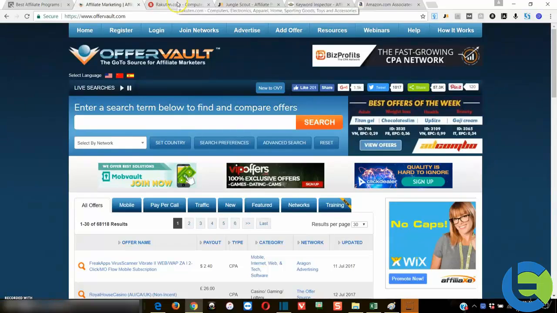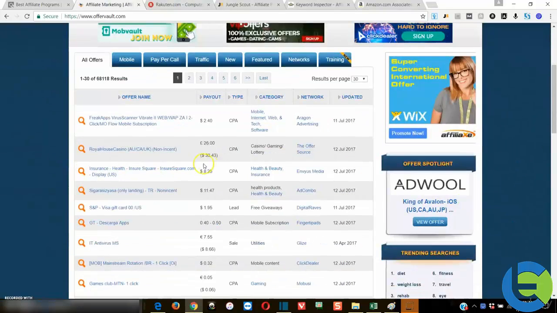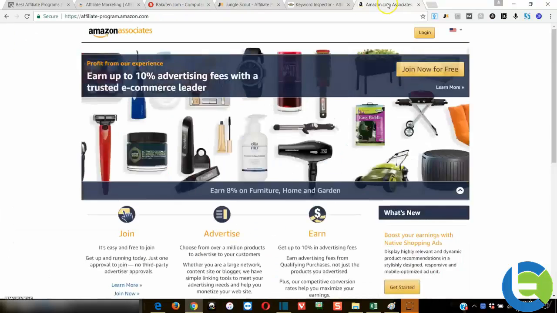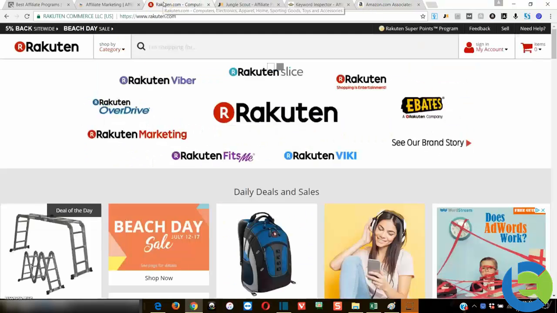You can also do OfferVault, a great one. There's a lot of pay-per-lead offers on OfferVault, so you don't necessarily have to get people to buy. You can literally just get them to opt in, and a lot of those forms are already created for you, so you can literally just throw the HTML in your email. All this is very, very simple stuff. There's also Rakuten, there's also Amazon affiliates, there's a million of these. They're all great. You just need something to market, and you just need to pick a niche that you can market to.